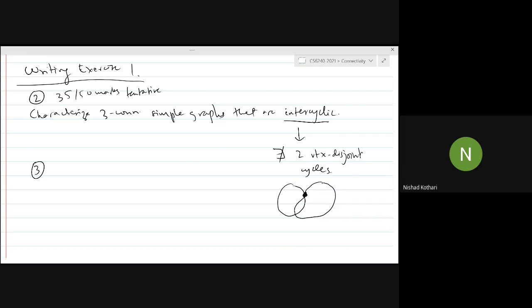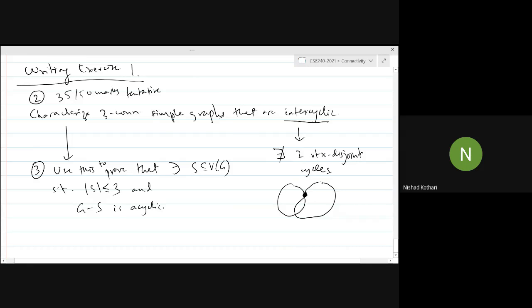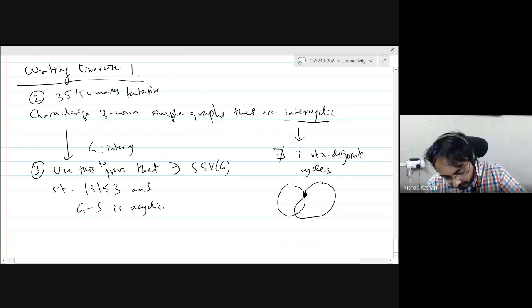Okay, so use this to prove that there exists a set of vertices that has size at most 3, and when you delete these vertices, the graph is acyclic. Here G is any intercyclic graph, not just a 3 connected intercyclic simple graph.